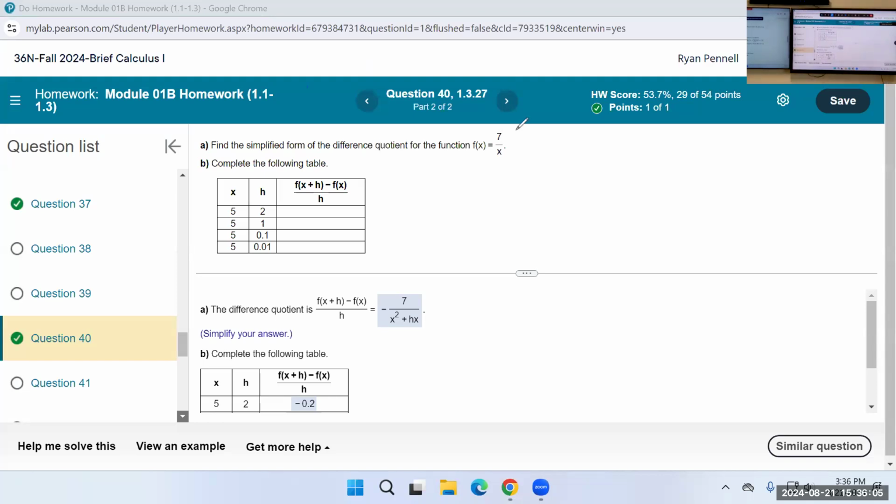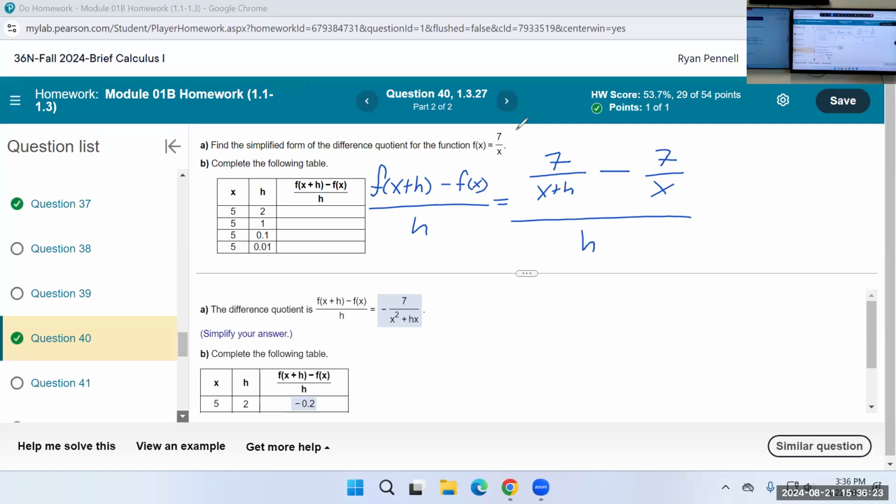But the first thing I need to do is find that. So f of x plus h minus f of x divided by h equals 7 divided by x plus h minus 7 over x, all over h. Just setting it up first, seeing what happens.